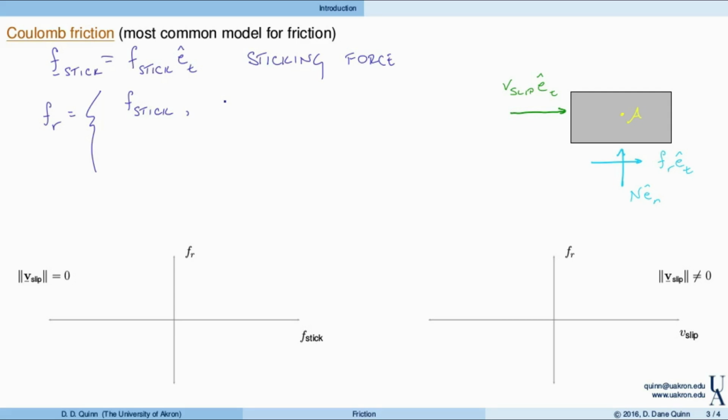So if the blocks stick, then we know the slip velocity. The slip is equal to 0 because that's how we defined the sticking force. Now, there is a restriction on this. The magnitude of this sticking force has to be less than or equal to mu s times N, where mu s is defined as the static coefficient of friction.